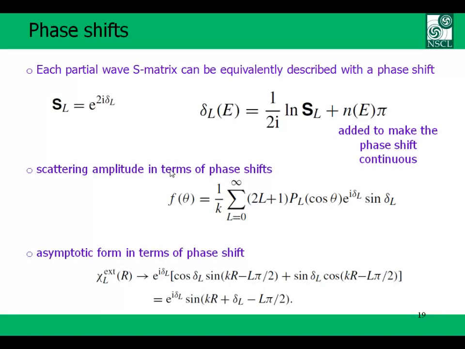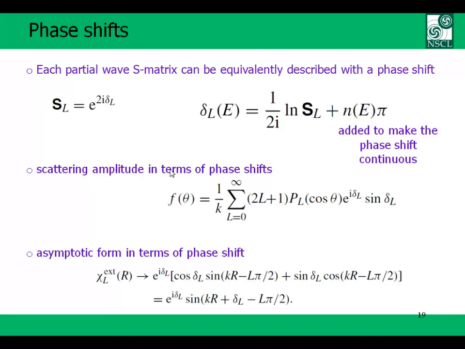Now, of course, if there is an imaginary term in your interaction, flux is not going to be conserved. The S of L is not unitary, and so the delta defined in that way is now a complex object. So it doesn't have quite the same intuitive picture that I just described.